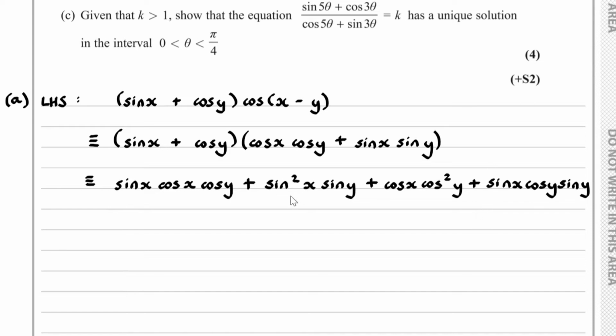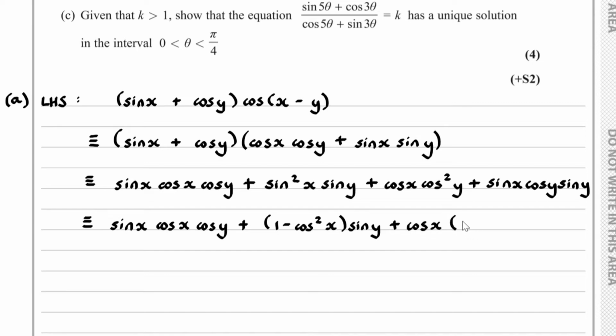So, recognizing that sin squared is 1 minus cos squared, well, we still have sin x cos x cos y, and then I'm going to add on to this 1 minus cos squared x times by sin y, and then I'm going to add on to this, well, I can recognize that cos squared y is the same as 1 minus sin squared y. So I've got cos x times by 1 minus sin squared y.